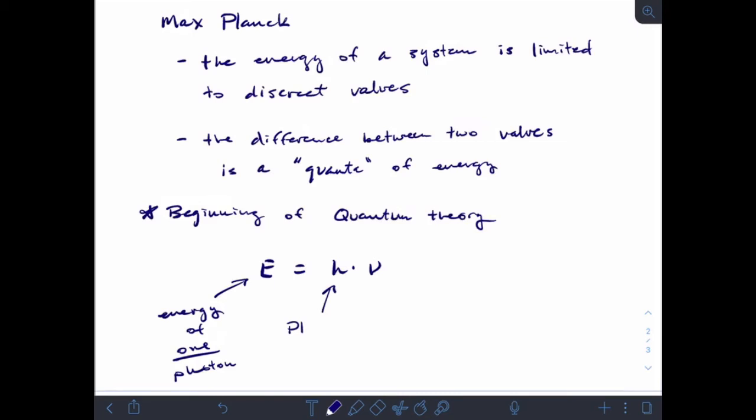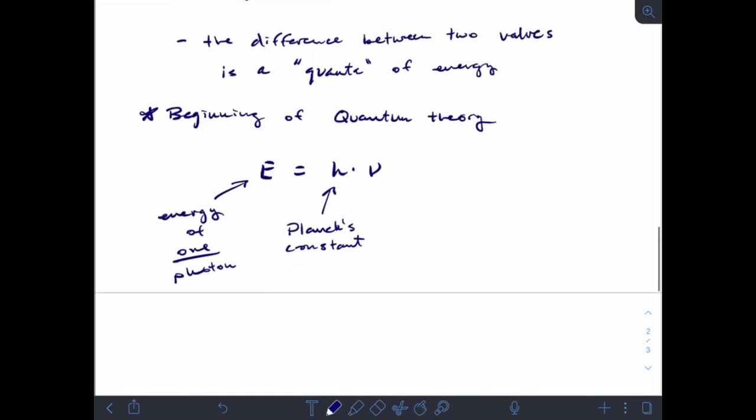h is Planck's constant. Okay, and it has a value of 6.63 times 10 to the minus 34 joules times seconds. And nu here is still frequency in inverse seconds. We can also write that seconds to the minus 1 or hertz.